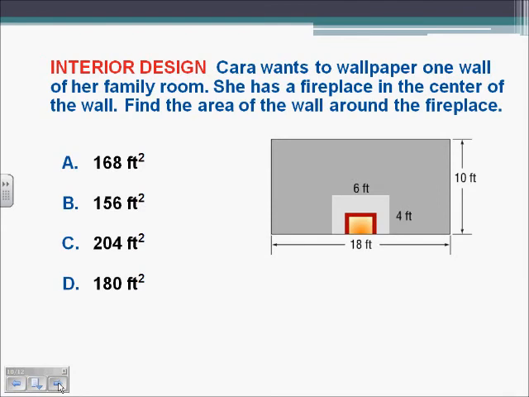Big rectangle, we're told, has a base of 18, so we take 18 times the height, which is 10. We're going to subtract off the little rectangle, which makes up our fireplace, which is 6 feet times 4 feet. So we've got 6 times 4. So we've got 180 minus 24, which is going to equal the area of that wall around the fireplace, which is going to end up being 156 feet squared.